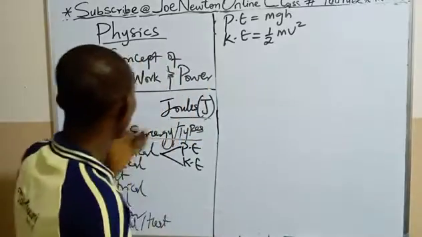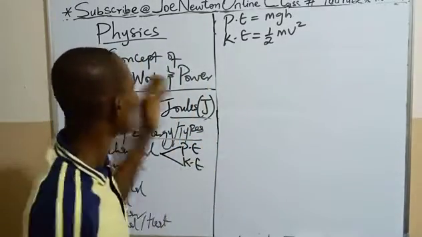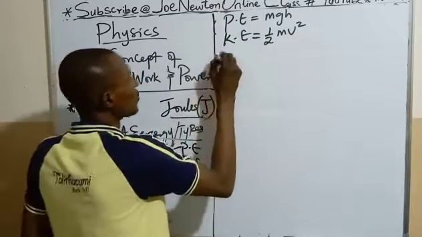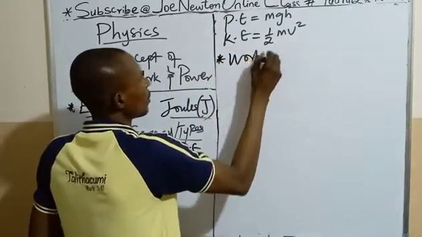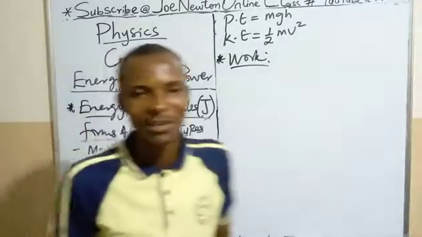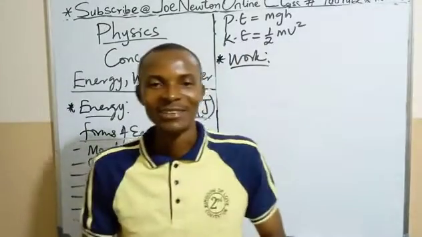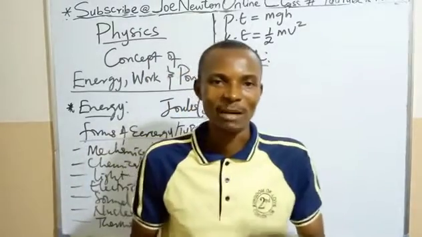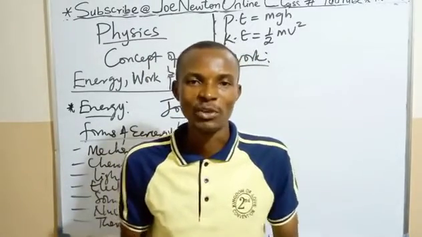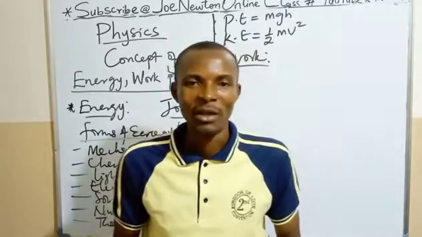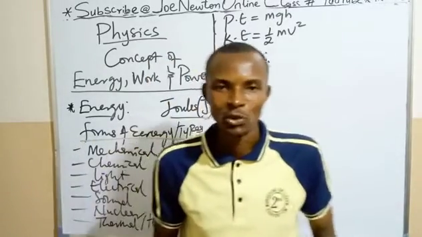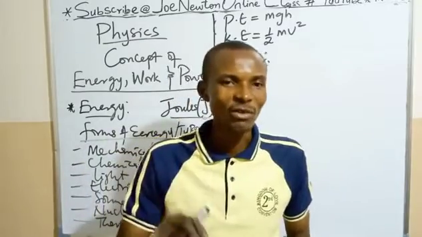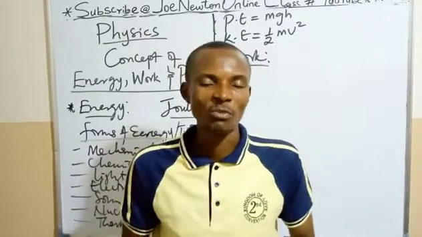Now, let's look at the other concept, that is work. What do you mean by work? It's very simple but difficult. Work is said to be done when a force is applied and distance is moved in the application of the force. That is, when force is applied to a body and the force moves the body through a distance in the direction of the force, then we say that work has been done.